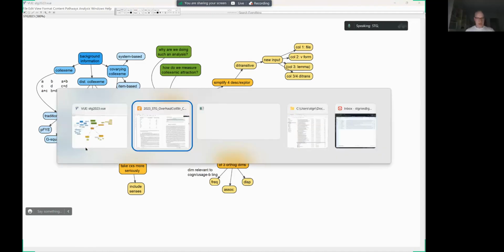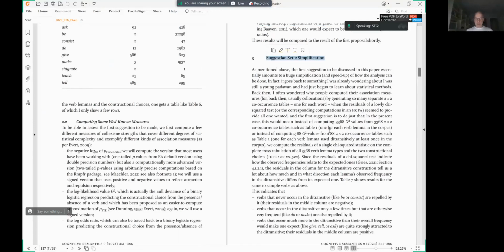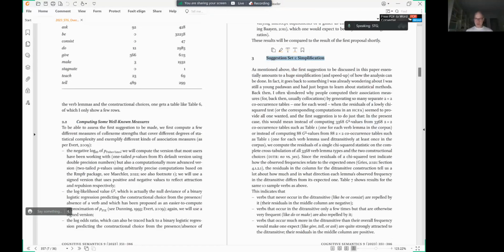Okay. So suggestion set 1, simplification. So that's what we're talking about here, right? Goal 1, simplification, and we already know we're going to use the ditransitive for this.